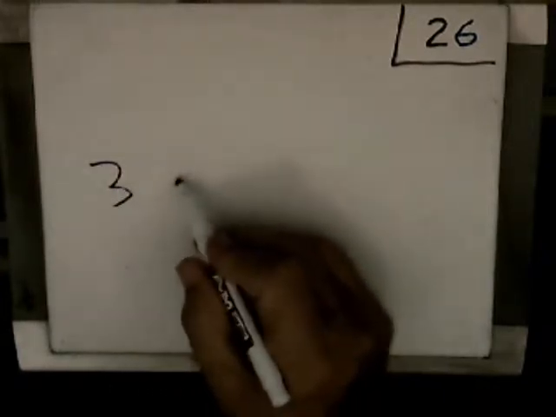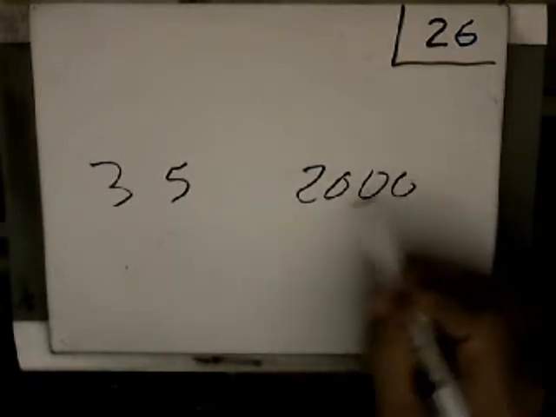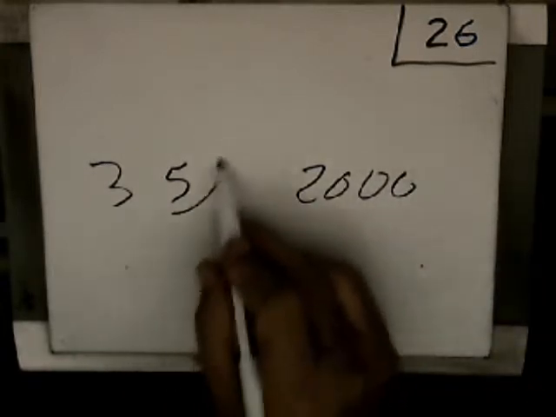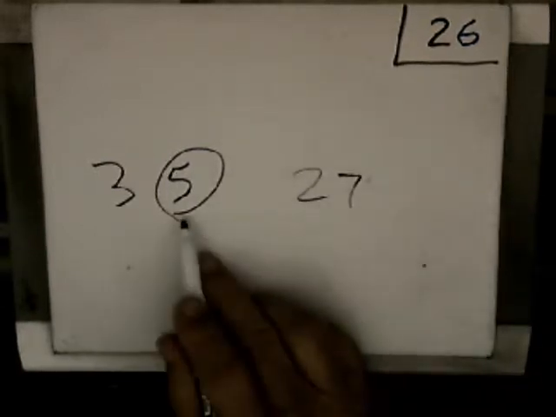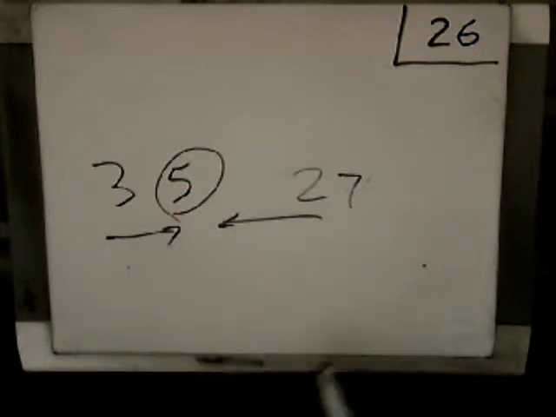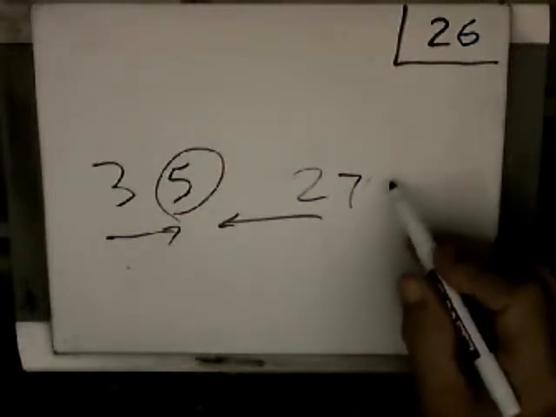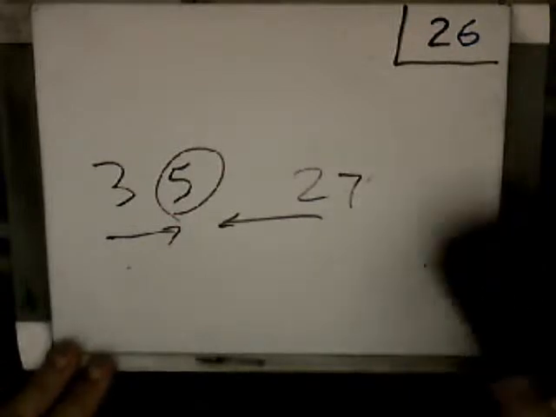If I have 3, 5, and 2,000 up here, my median is the middle number, 5. Well, if this had only been 27, my median is still 5. It's the middle number physically. So the median is not susceptible to what we would call outliers, or some digit that might be unusually high for the group of numbers we're working with.